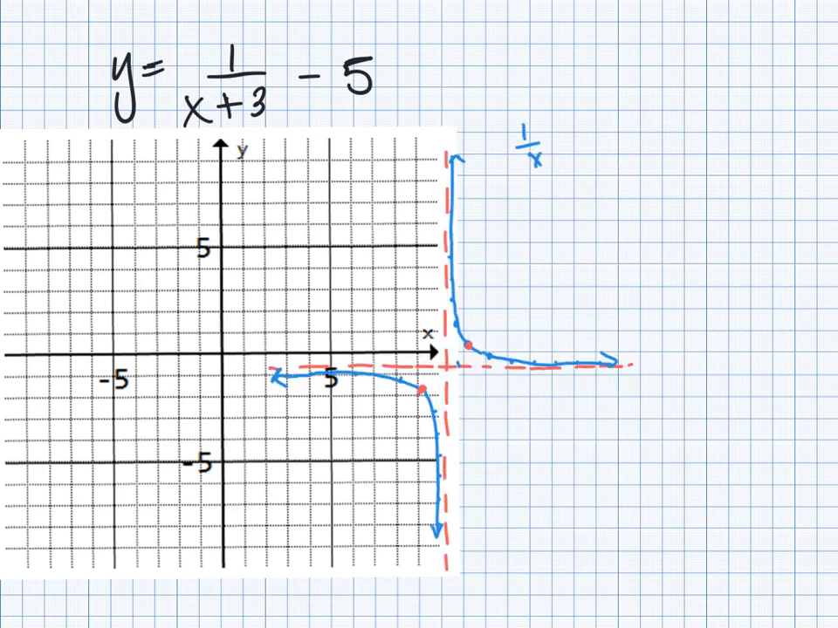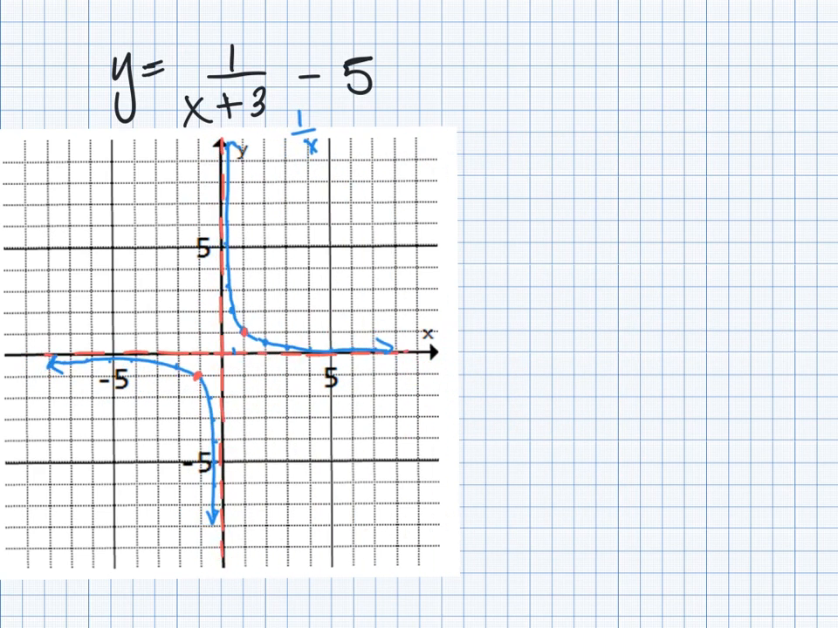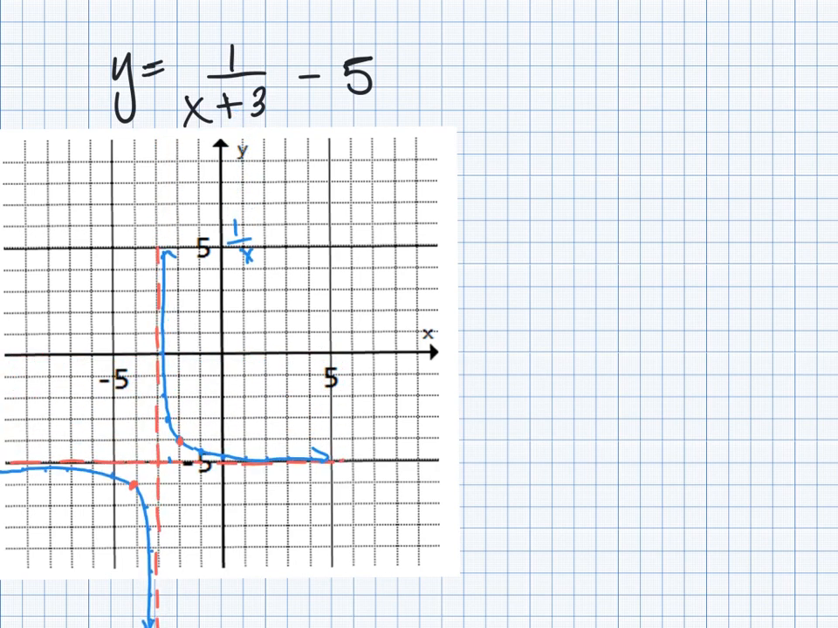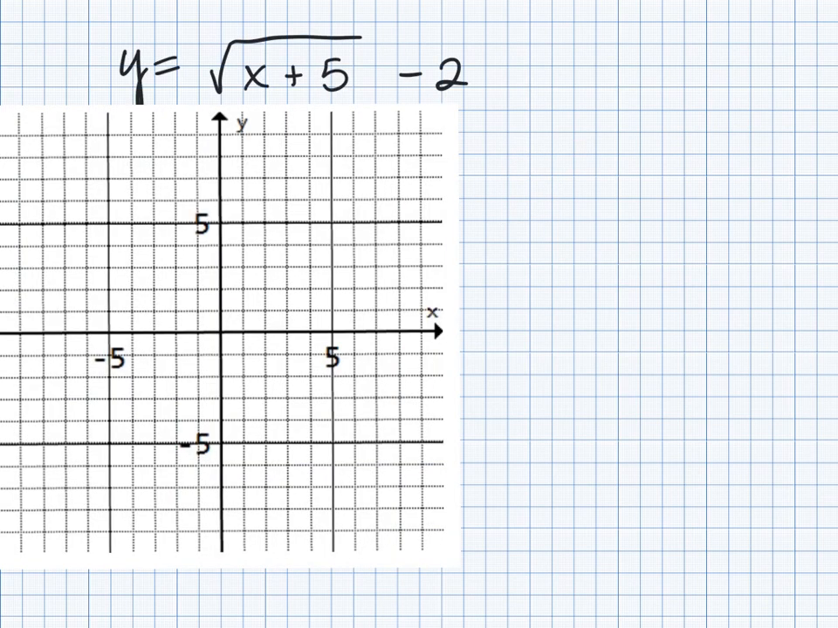So I'm going to take my parent graph, which lives right there. My HK, x plus 3 means my H value is negative 3, and then my K value, minus 5, sorry, got distracted by something on my screen, means that it moves down 5. So now that's my new hyperbola, also called rational. All right, square root graph.